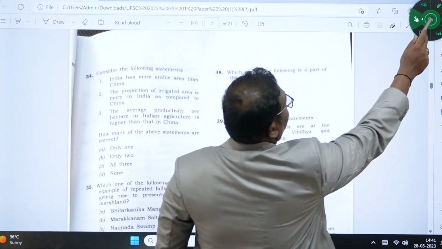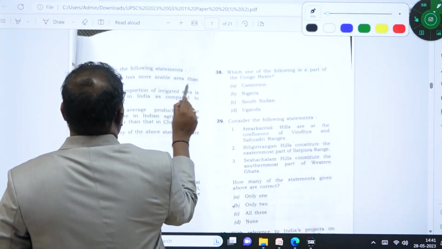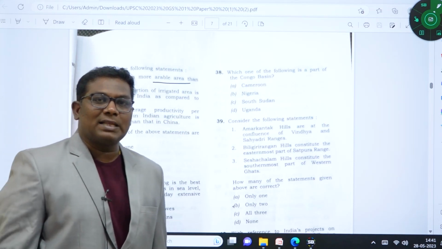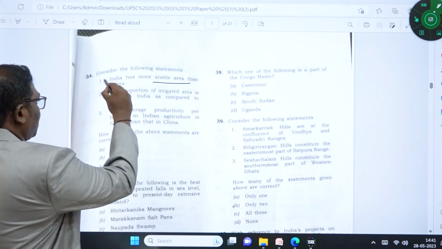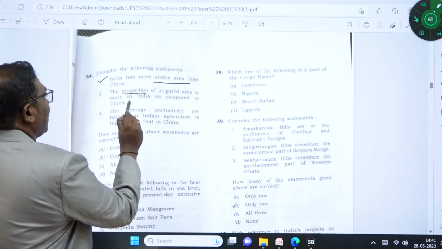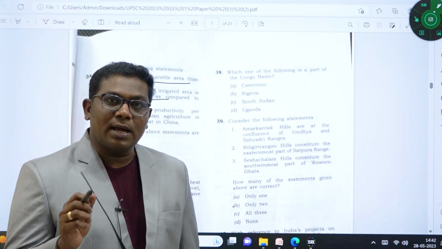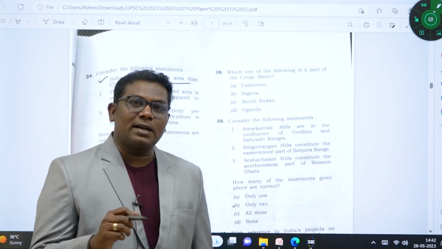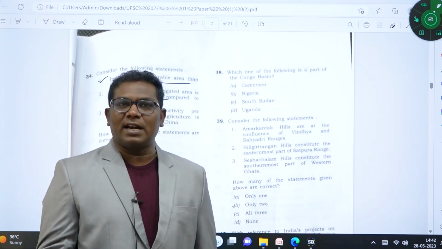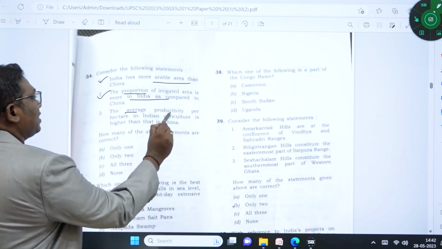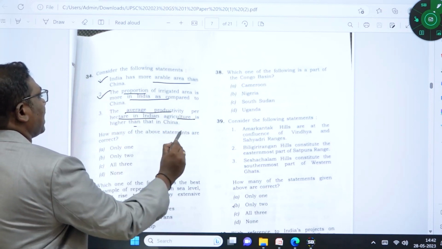India is having more arable land than that of China. Yes, India is having more cultivable land than that of China. This statement is true. The proportion of irrigated area is more in India compared to China. This is also a true statement. The cultivable area that is irrigated in India is roughly 48%, and in case of China, that is just 41%. And the average productivity per hectare in Indian agriculture is higher than that of China.